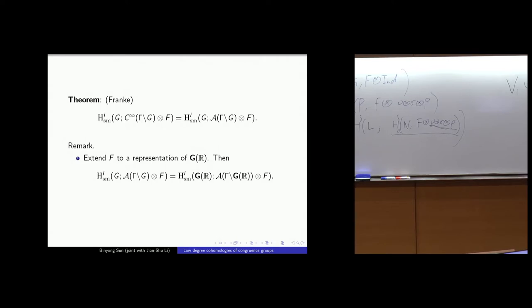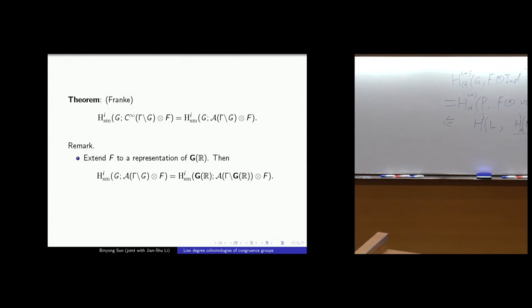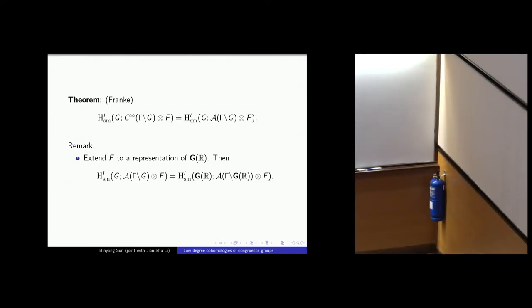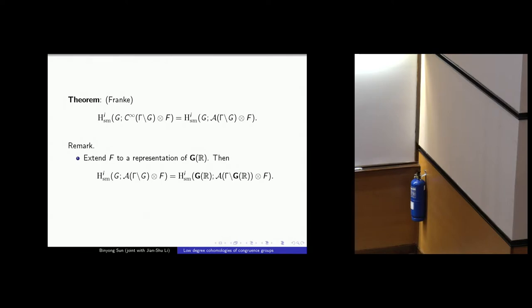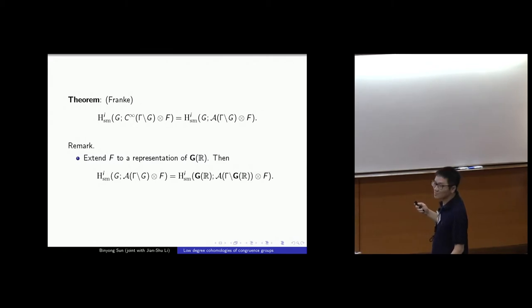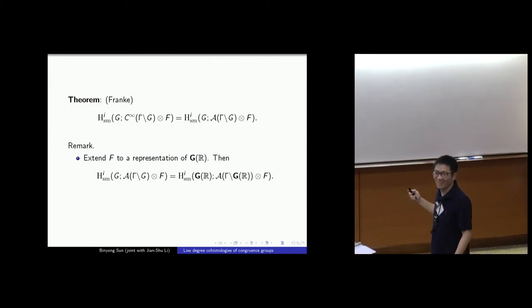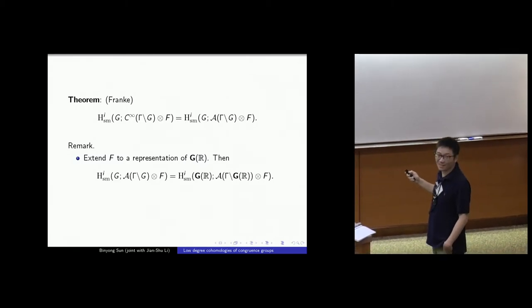Then of course we can also consider this smooth cohomology space. Okay? And this space is a subspace of smooth functions. Then there is a natural map from the right-hand side to the left. Franke's theorem says that this map is an isomorphism. So we have an equality of topological vector spaces. So this is a deep theorem, not so obvious. Some deep harmonic analysis.